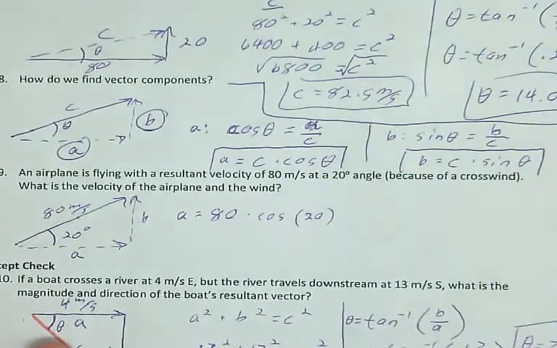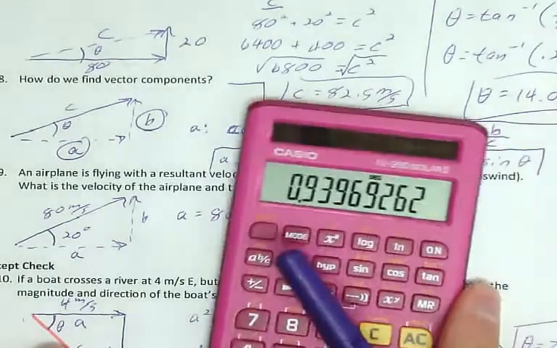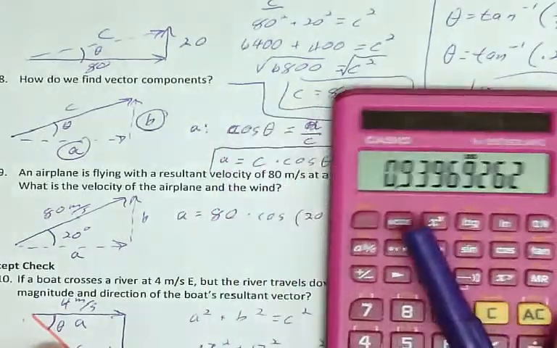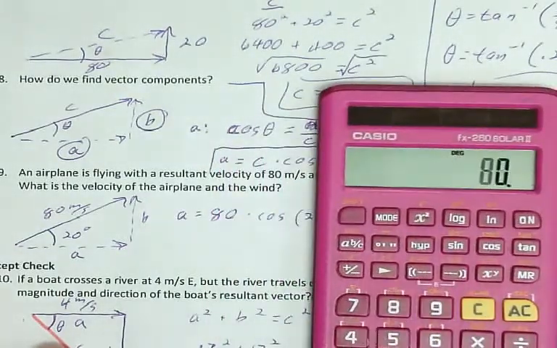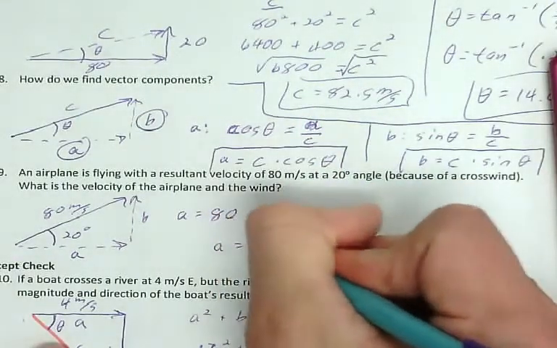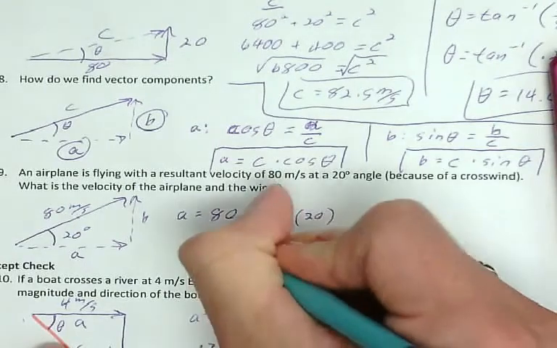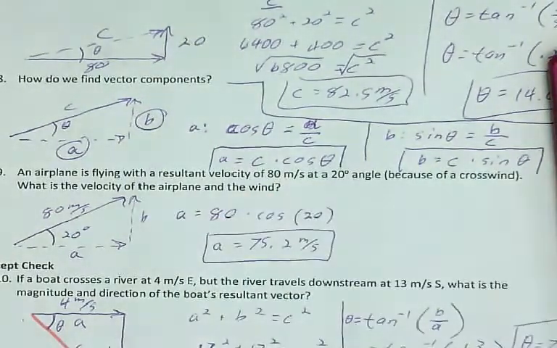So there's your cosine. So you do cosine of 20, 0.9396 stuff, times 80. Gives me A to be 75.2. So that's how fast the airplane is flying.